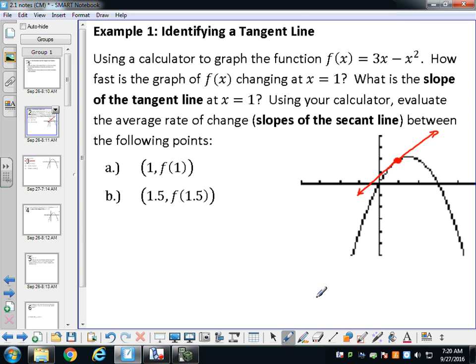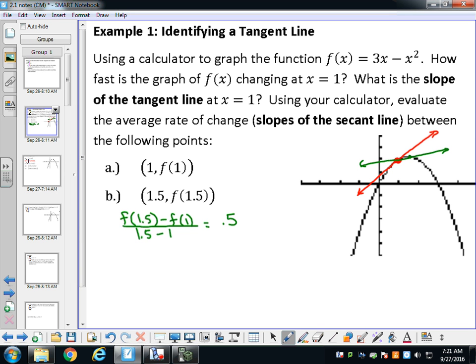So I'm going to create a secant line, which is in the green, and find the slope of that secant line. So f of 1.5 minus f of 1 over 1.5 minus 1. After I evaluate that, I get that slope to be 0.5 or half. So I want to keep creating secant lines so I get closer and closer to that tangent line that I have on this curve.